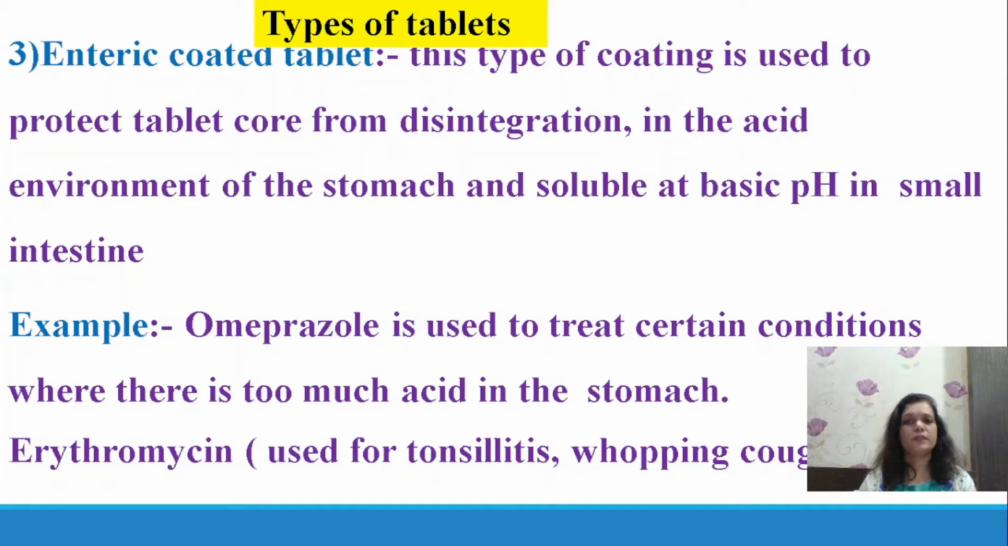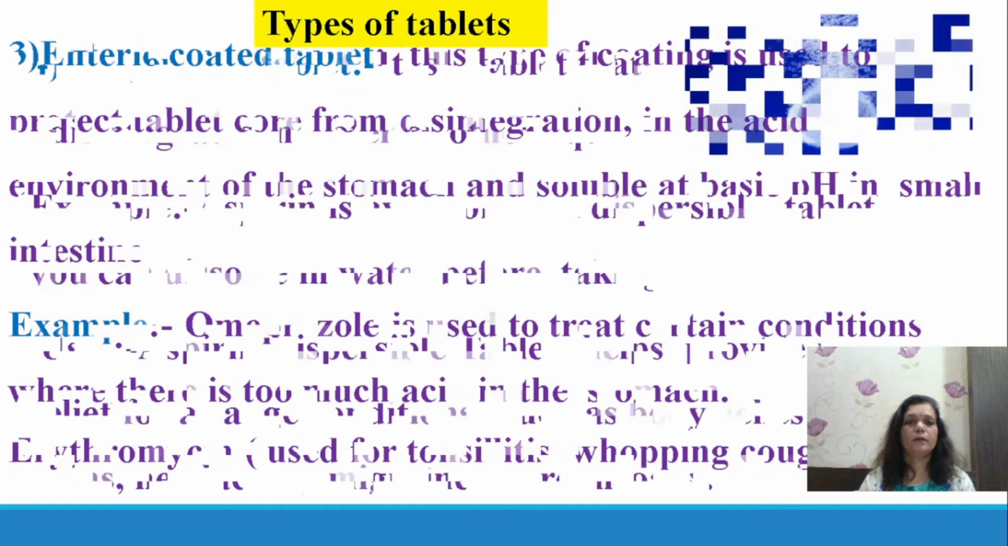Enteric coated tablet. This type of coating is utilized where the tablet core is protected from disintegration in the acid environment of the stomach, whereas it is soluble at basic pH in the small intestine. So an enteric coated tablet is allowed to disintegrate after a long time at a specific pH. For example, omeprazole, which is used to treat conditions where there is too much acid in the stomach, and erythromycin, which is used for tonsils and whooping cough.